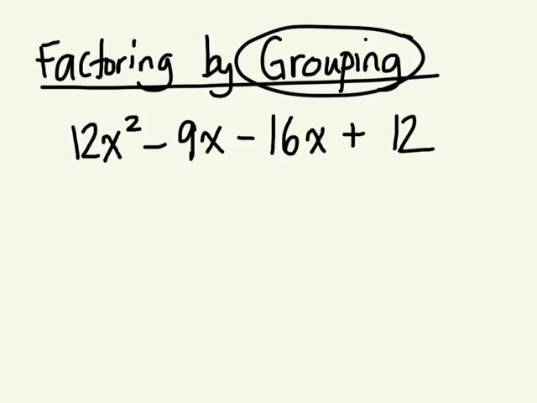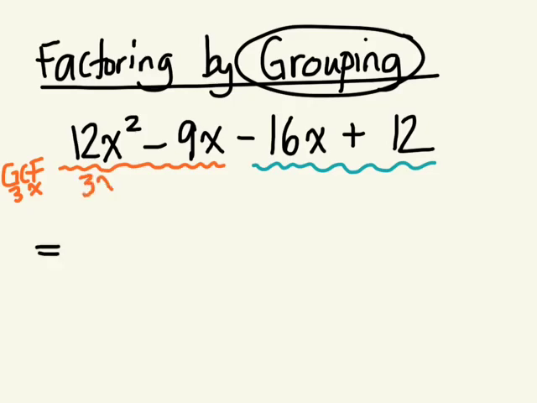So if we look at these 2 terms, and we look at these 2 terms, orange is divisible by something, and the blue is divisible by something. We're going to factor this by groups. So 12x squared and 9x squared are both divisible by 3x. So this is divisible by 3x, and this is divisible by 3x, which means 3x times what brings us back to the question.